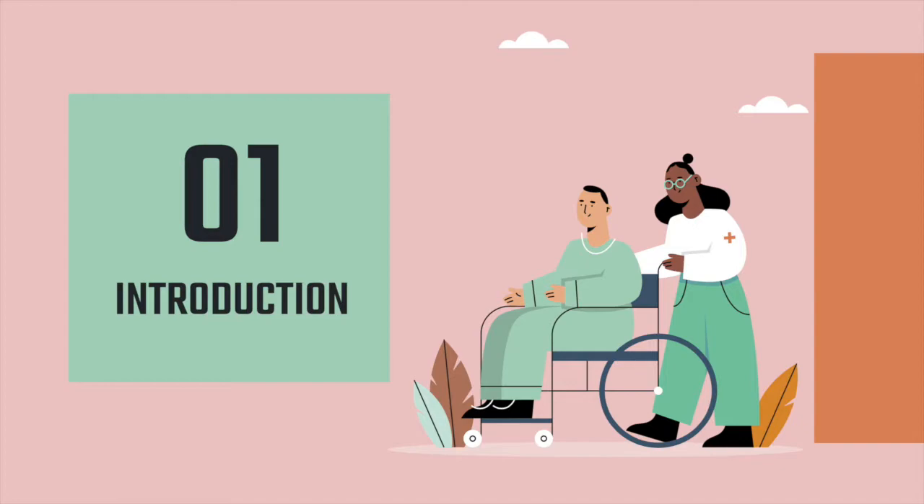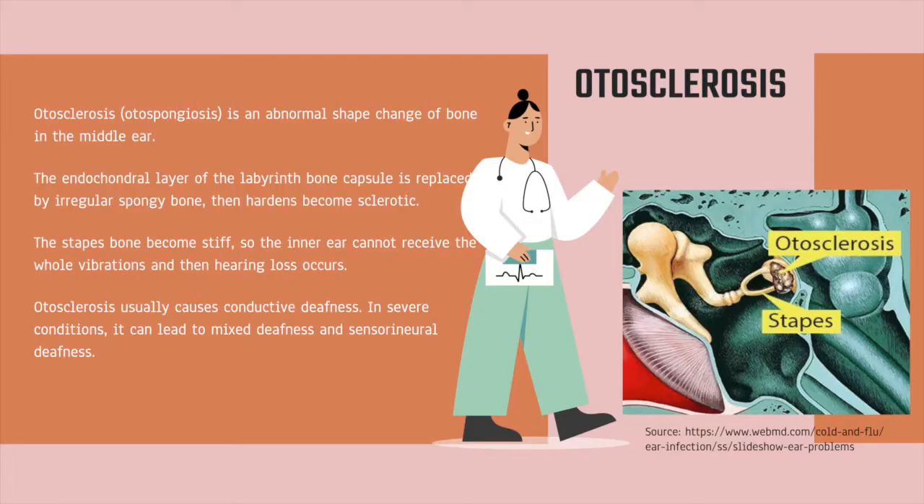Otosclerosis, also known as otospongiosis, is an abnormal shape change of bone in the middle ear. Otosclerosis occurs in the bone capsule of the ear labyrinth. The endochondral layer of the labyrinth bone capsule is replaced by irregular spongy bone, then hardens, becomes sclerotic. As the abnormal growth continues, the hardening of the bones can extend to the stapes bone.